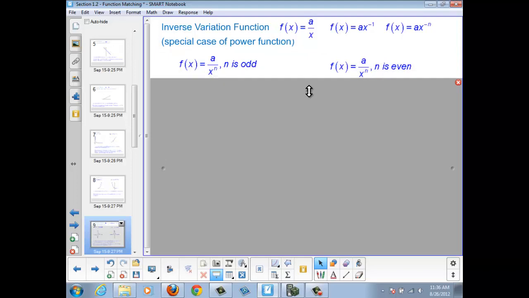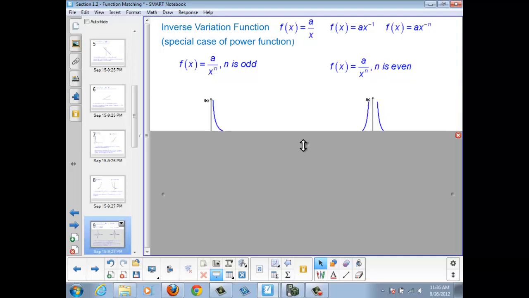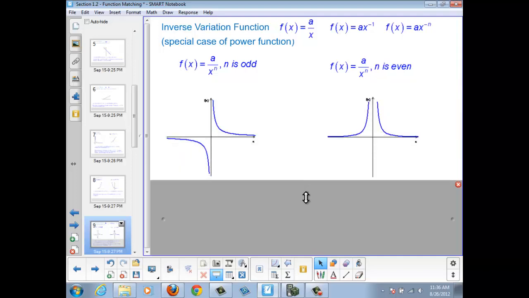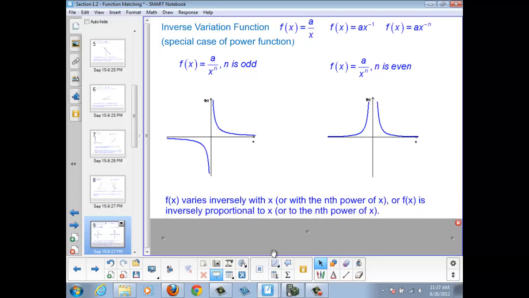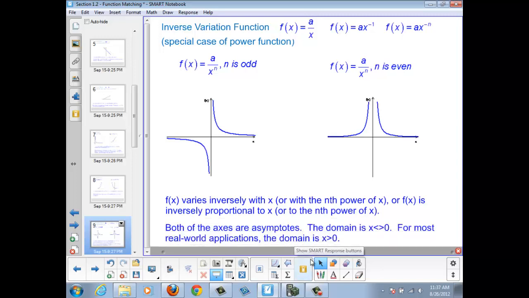Okay, again, we'll have a couple of different graphs depending on whether our integer negative exponent is odd or even. If it's odd, we see behavior in the first and third quadrants. If it's even, we see behavior in the first and second quadrants, with an asymptote along the y-axis and the x-axis for both. So here we would say f of x varies inversely with x, or with the nth power of x, or f of x is inversely proportional to x, or to the nth power of x. And again, both of the axes are asymptotes. The domain is x not equal to 0, because we can't divide by 0. For most real-world applications, the domain is also x is greater than 0.